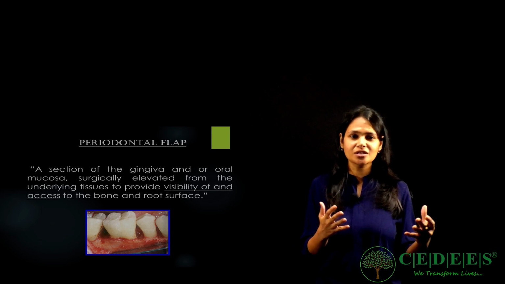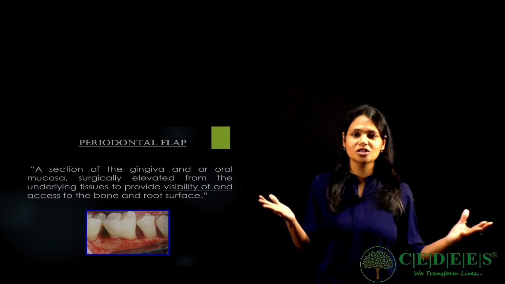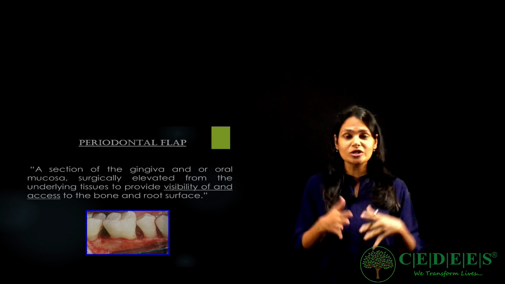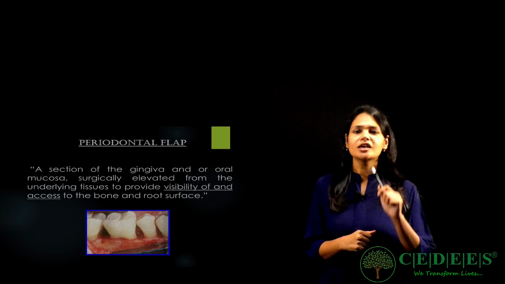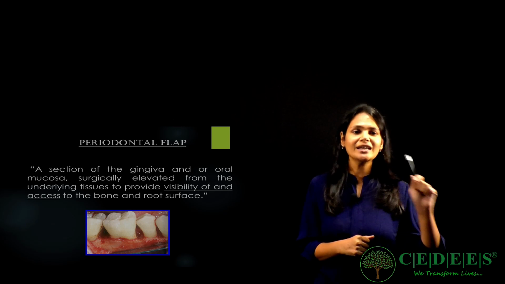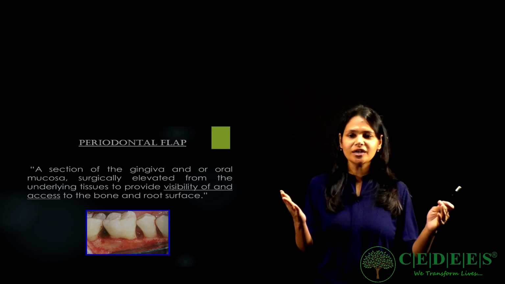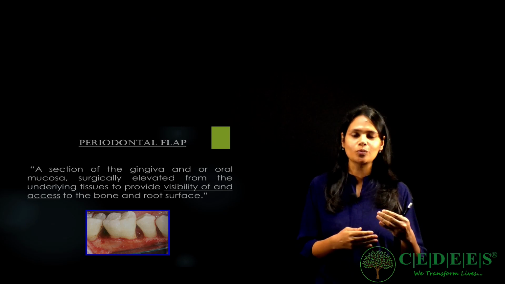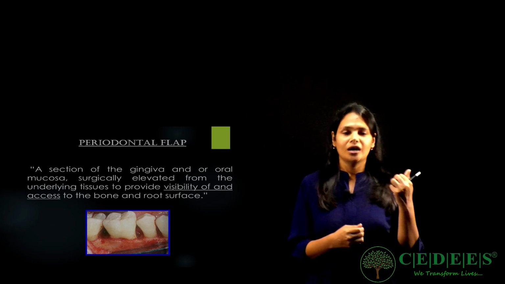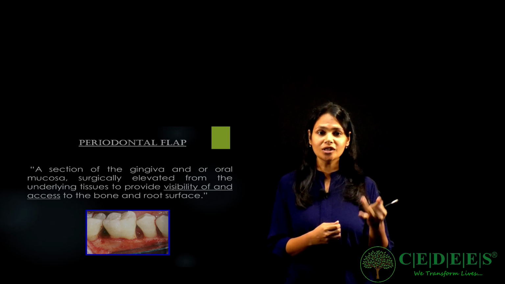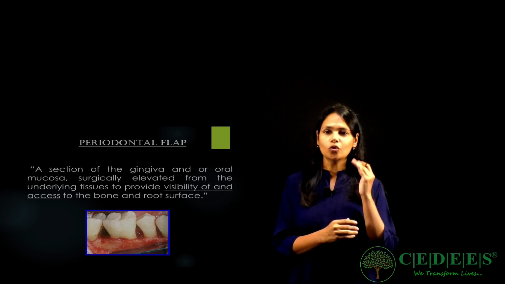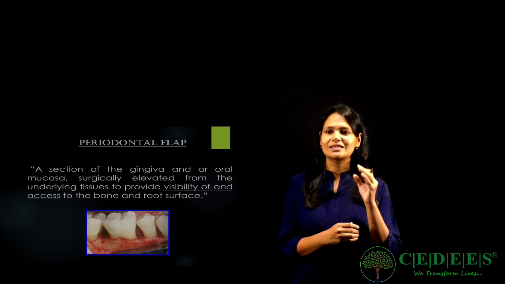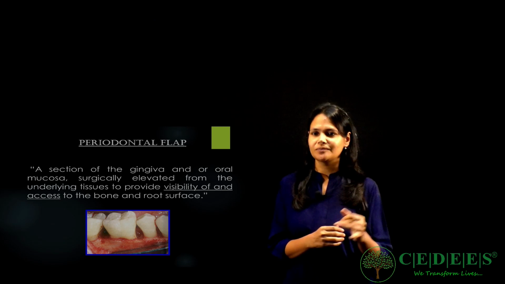Whenever we say flap surgery, we feel it is a very big surgical procedure, it does something to the tissues and helps it to heal, but no. Basically, the elevation of the flap is only to provide visibility and access. Once we open it, the thing that we are going to do is again root planing. We are going to remove the plaque, calculus, debris from the surface of the root and close the flap up. So the only purpose of doing a flap is access and visibility.